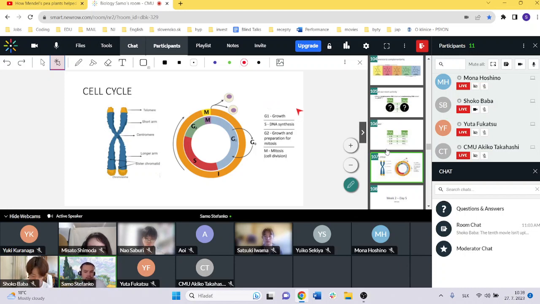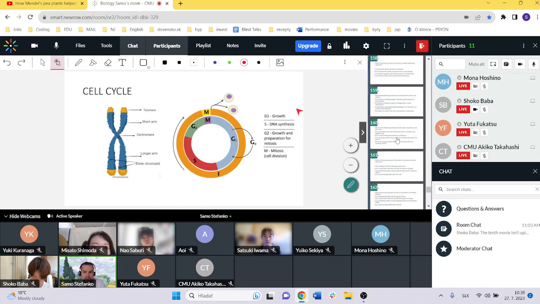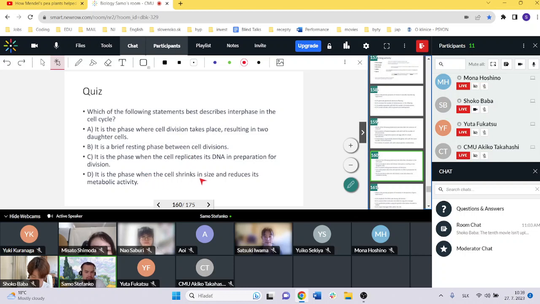Wait a second, let's get back. So it was: it is the phase when the cell shrinks in size and reduces its metabolic activity. So also on the contrary, it doesn't reduce the metabolic activity. The metabolic activity inside the cell is normal or even higher than usual, compared maybe to the G0 phase. So the cell definitely is not shrinking and also doesn't reduce metabolic activity. Okay, you were struggling with B and C.